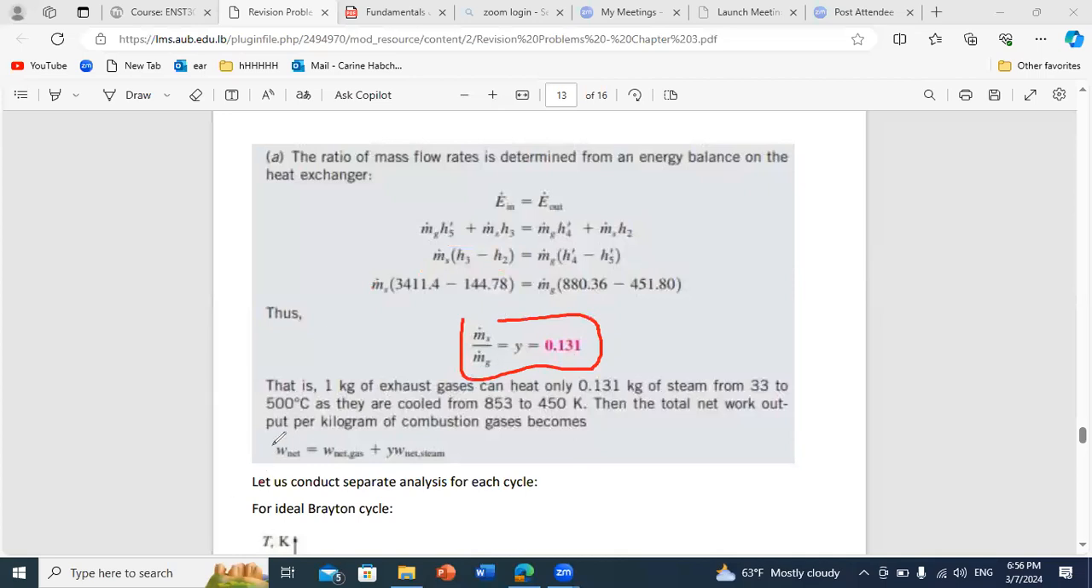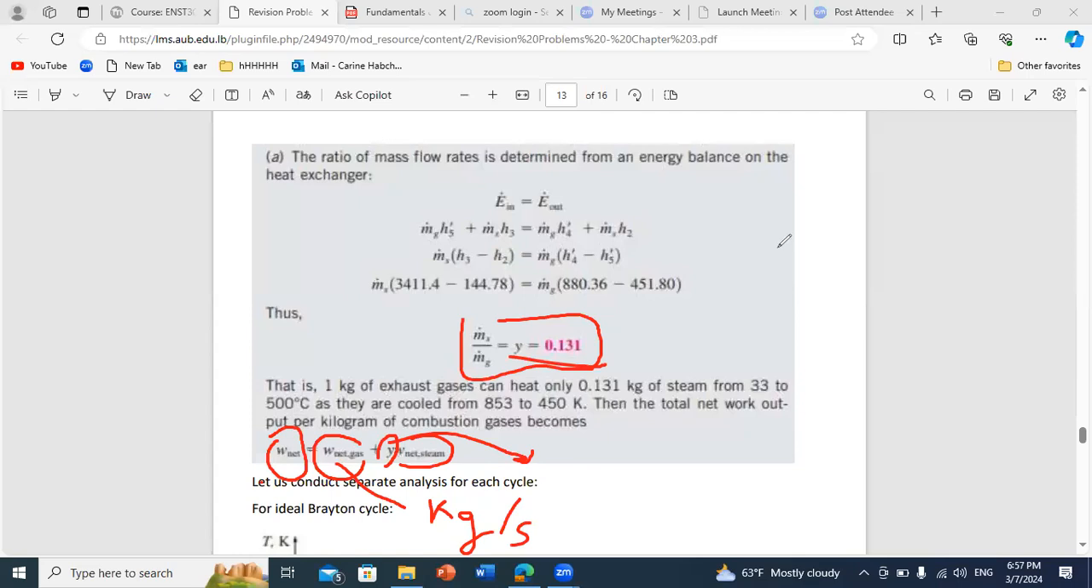So we can say that W net of the whole cycle is W net of the gas cycle plus the fraction Y of W net of steam. Because as we said, if we have 1 kilogram per second of gas circulating in the gas cycle, the corresponding fraction circulating in the steam cycle will be Y, which is 0.131. So that's why to calculate W net, we consider W net gas plus Y times W net steam. And we already demonstrated this together.